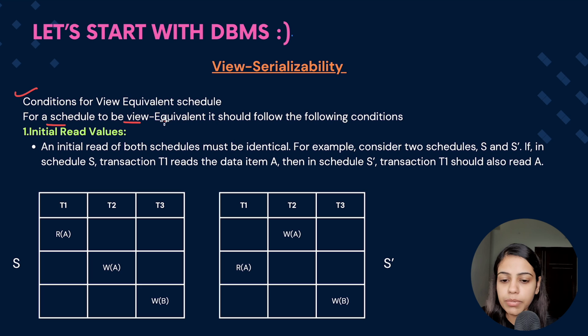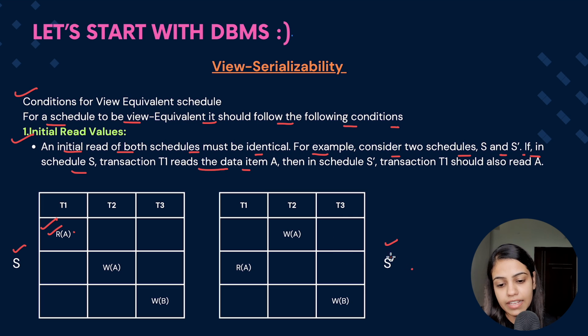Now let's see the conditions for a view equivalent schedule. For a schedule to be view equivalent, it should follow the following conditions. The very first condition is initial read values. If there are two schedules S and S dash, and S dash is a view equivalent of schedule S, then the initial read of both schedules must be identical. For example, if in schedule S, transaction T1 does the initial read for the data item A, then in schedule S dash, transaction T1 should be the one doing the initial read on the data item A.